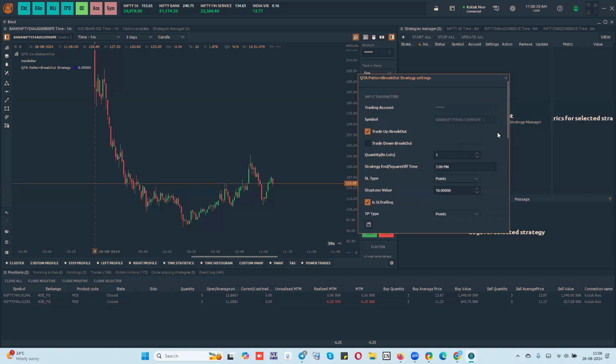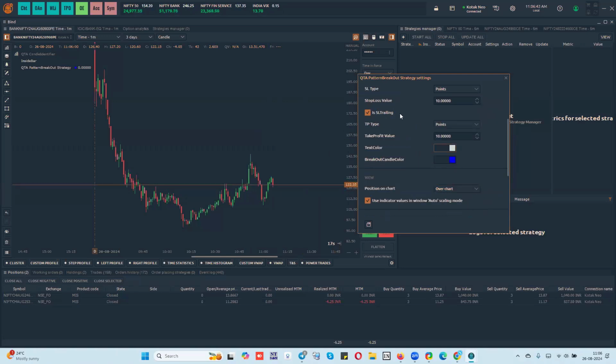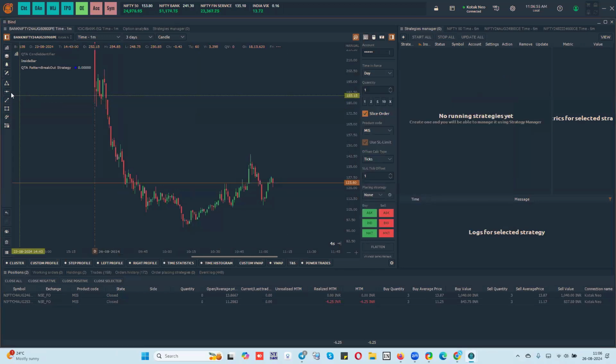Now that I've selected the parameters, you can see trade up breakout. I'm not selecting the down breakout because I'm not selling this option symbol. I've set quantity as 1, time as 3 p.m., stop loss in points, 10 points. You can change it to whatever options are available. You have three options here: percent, points, and amount. I've enabled trailing stop loss, and take profit also in points, though I have the other two options as well. So let's first add a horizontal line.